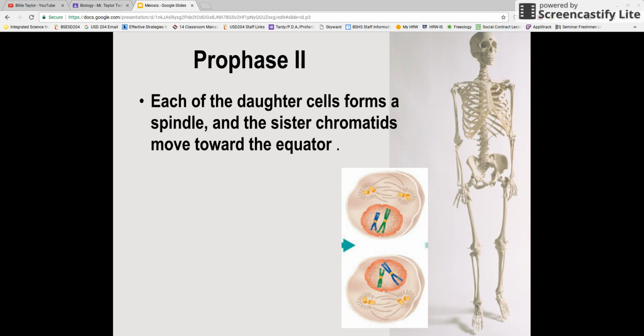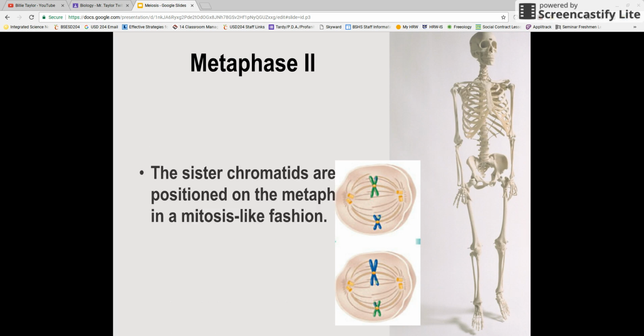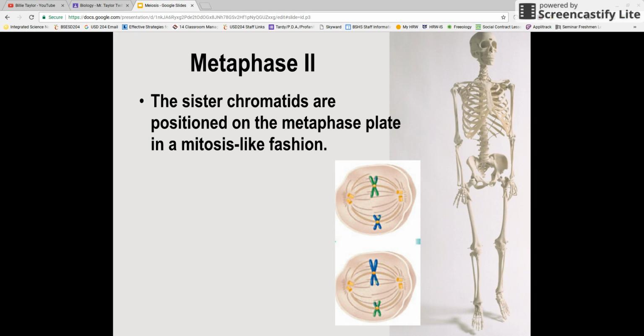So here we go, prophase II. At this point, each of the daughter cells are going to form a spindle, and the sister chromatids are going to move towards the equator. So that's just like before. Sister chromatids move towards the equator. The spindles are formed to be used later down the road in anaphase. Okay. Then we have, of course, metaphase II. At this point, the sister chromatids are positioned on a metaphase plate, just like all the other metaphases, in a mitosis-like fashion. So here they are lined up once again.